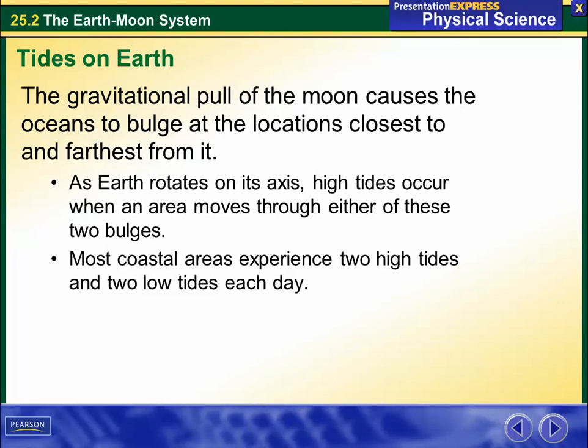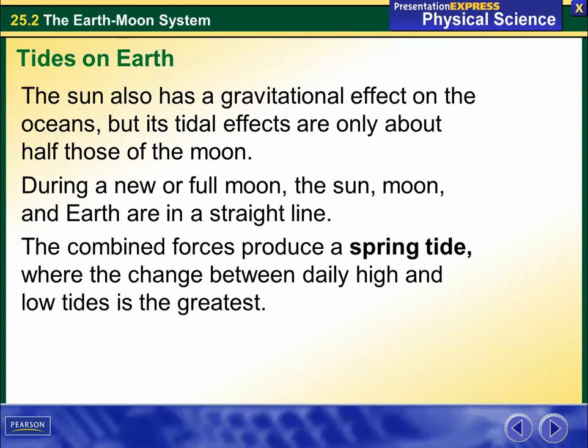So, again, depending on where the moon is, it's going to pull stronger in that area. If it's pulling stronger where you're closer, you're going to have a higher tide. And if it's farther away from you when it's pulling, that's when you're going to have the lower tide, because there's probably going to be a high tide somewhere else. The sun also has a gravitational effect on our oceans, but its tidal effects are only about half of those of the moon. So the moon, again, is our big driving force behind those tides.